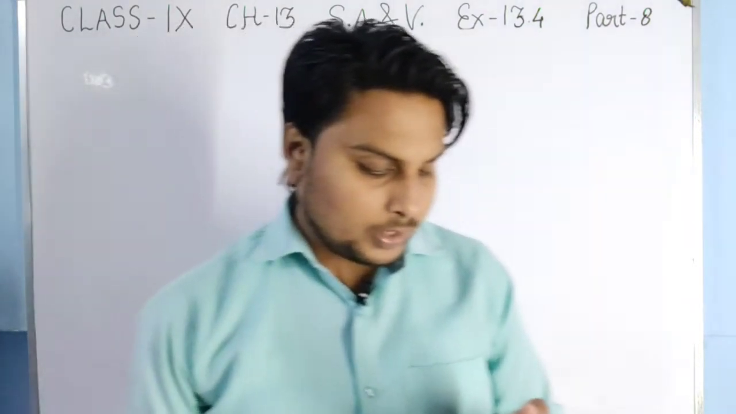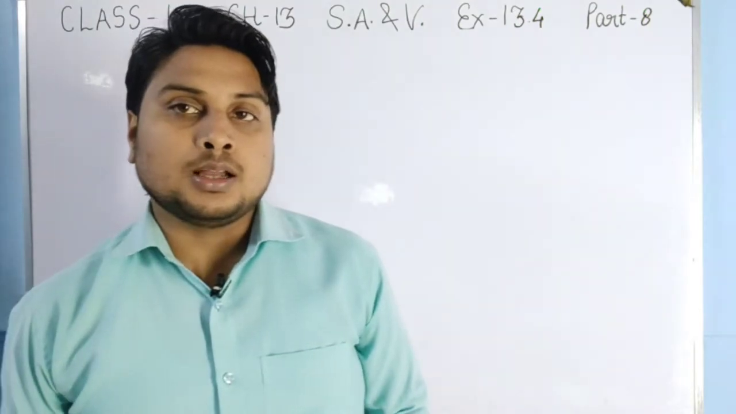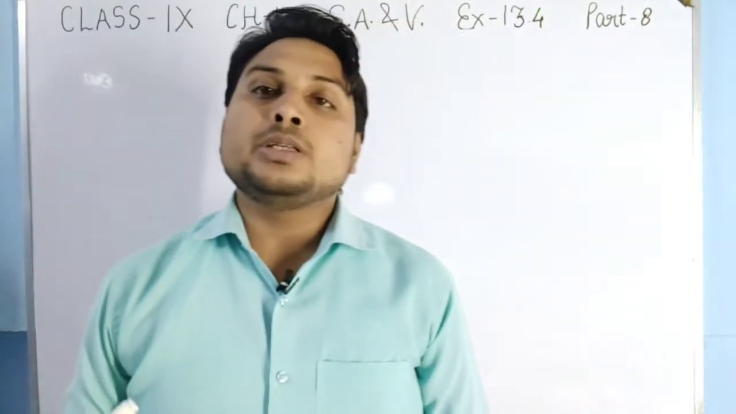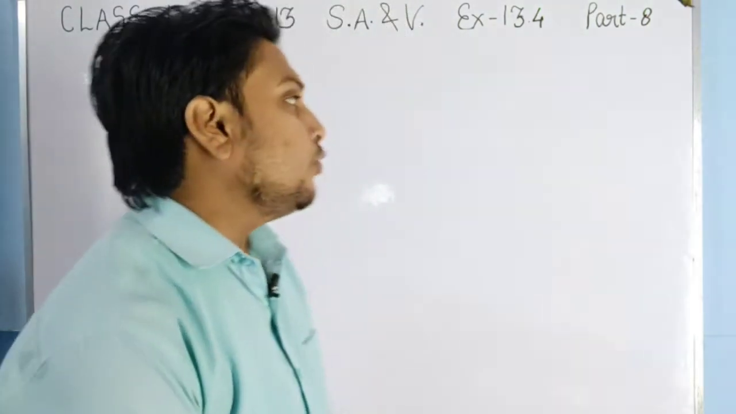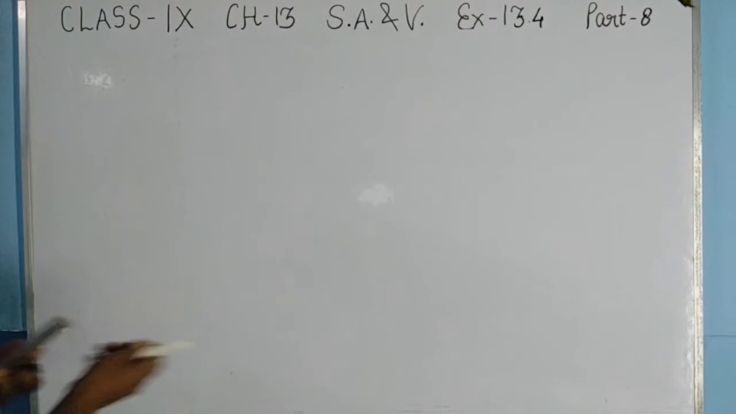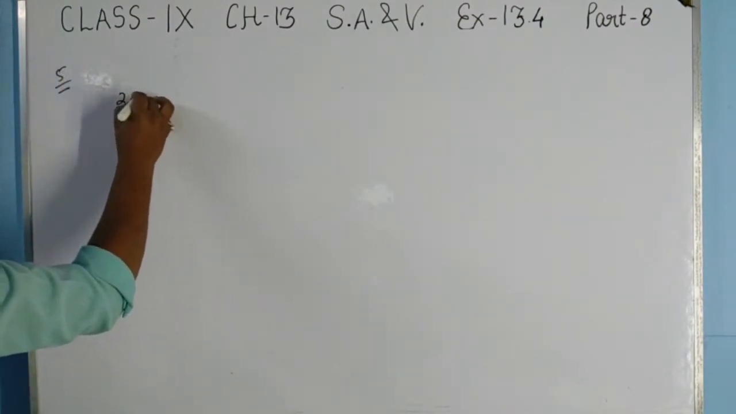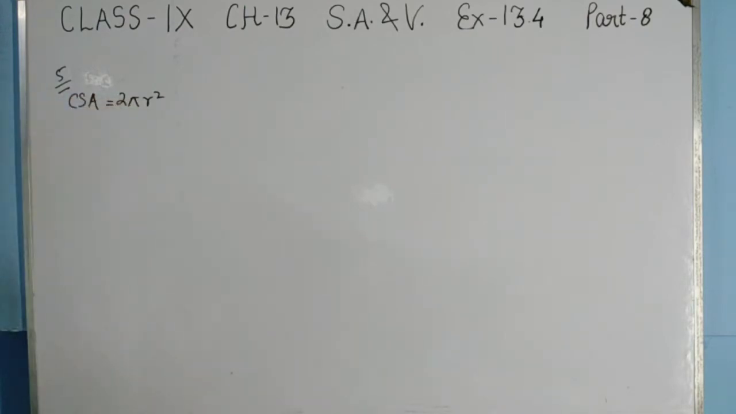Okay, so how will you find it? Firstly, students, you will find the inner curved surface area. And the curved surface area of a hemisphere is what? I have told you it is 2 pi r square. So for question number 5, firstly you will find 2 pi r square, that is the curved surface area of the hemisphere.